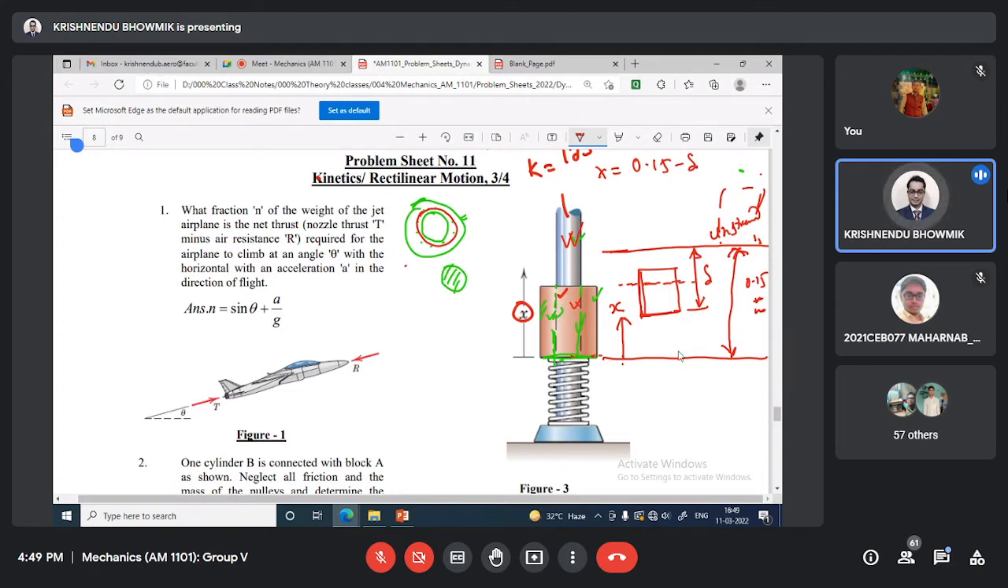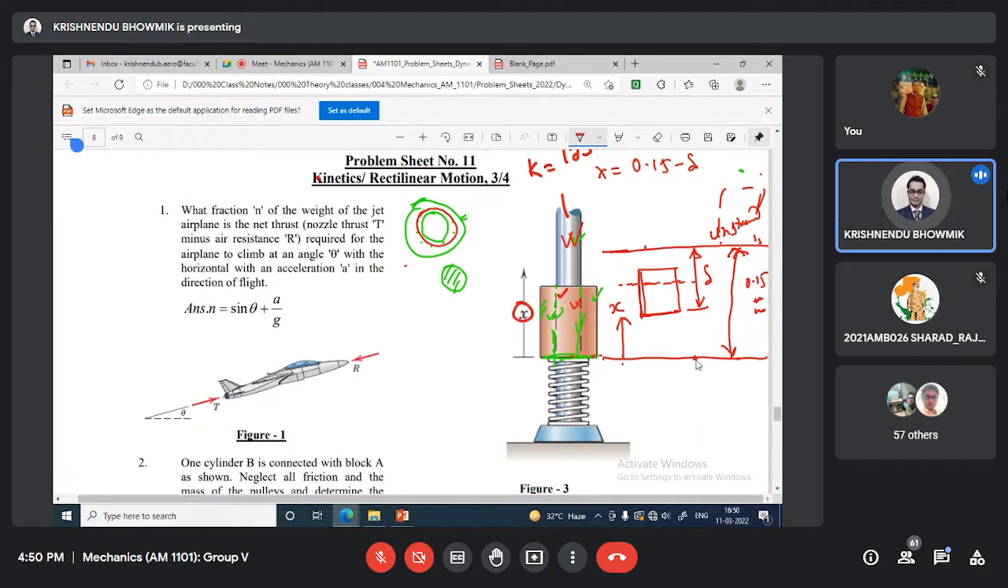When t equal to 0, it has been released. Then delta was 0, then x equal to 0.15. When delta equal to 0, which location are you at? You are here. Delta equal to 0.15 means you are here.